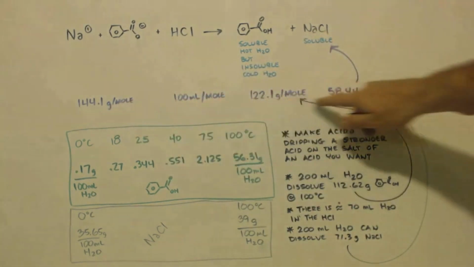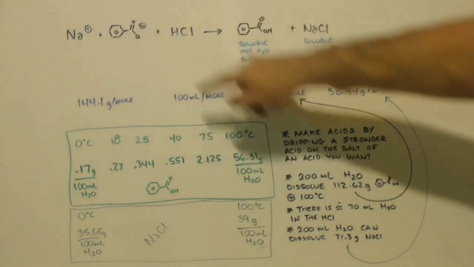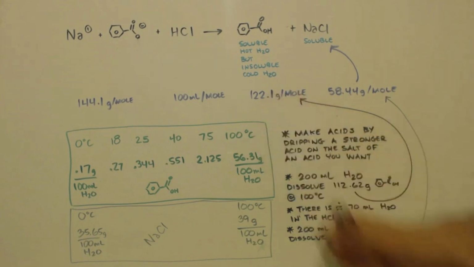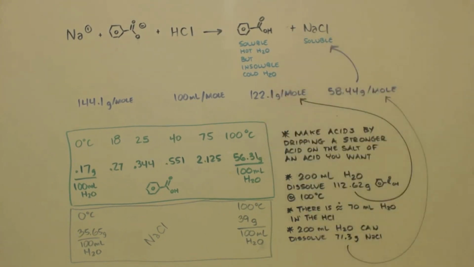These are the molar masses. You can see that. And I went with molar masses because of the recrystallization. You probably get like a 90% yield.